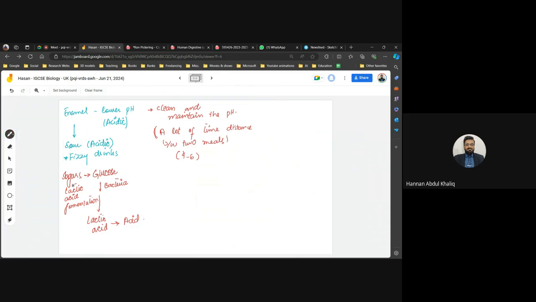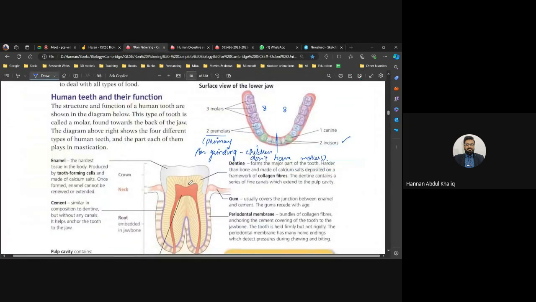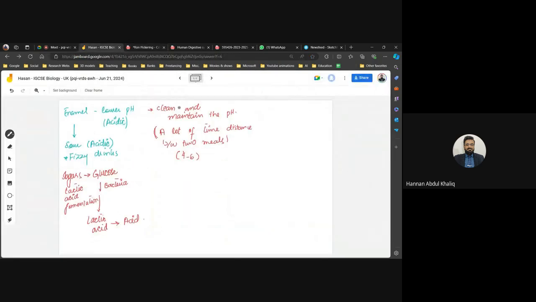once the enamel has been damaged, once the damage is done, now your internal lining is exposed. The second lining is called the dentine. This is harder than bone and made of calcium salt deposited on the framework of collagen fibers. It contains a series of fine canals which extend to the pulp cavity. Okay, now before that, you need to know what the plaque is.